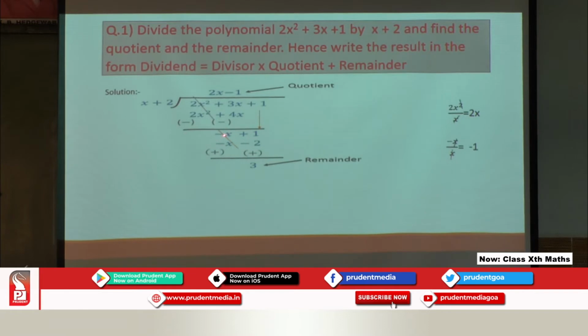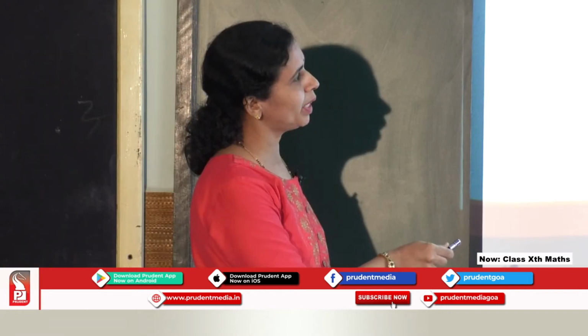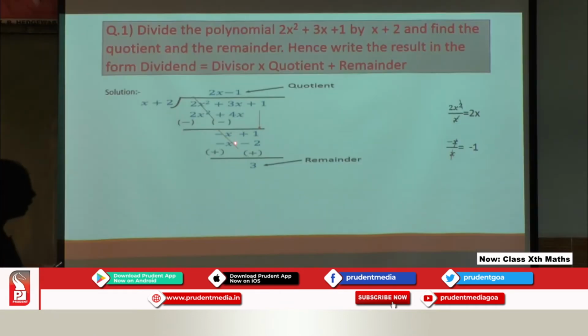Now here again the first term of the dividend is minus x. So again we should divide the first term of the dividend by the first term of the divisor. Here, rough work I did on the side: minus x, the first term of the dividend, is divided by the first term of the divisor, that is x. Cancel x and x, we got here minus 1, and this minus 1 is the second term of the quotient now. So next step, we should not consider the first term of the quotient now. Only we should take the second term of the quotient, that is minus 1.